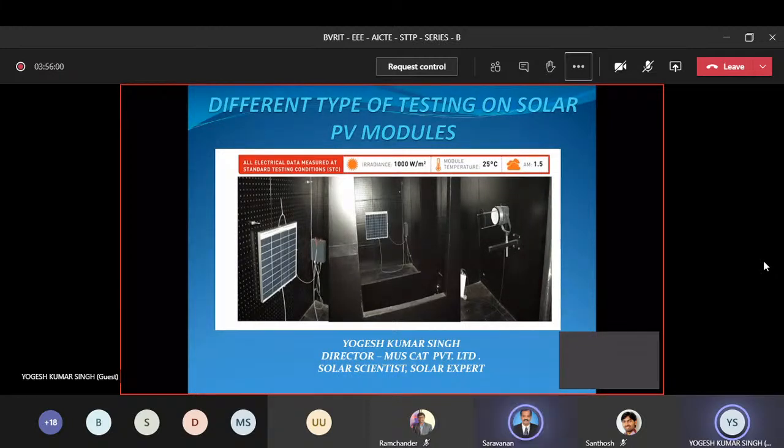So in this session, we will discuss the different types of testing on a solar PV module. My name is Yogesh Kumar Singh. I am a director in MES CAT Private Limited. I am also a solar scientist and solar expert.